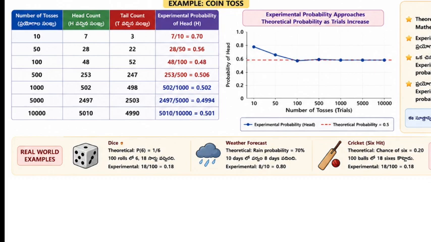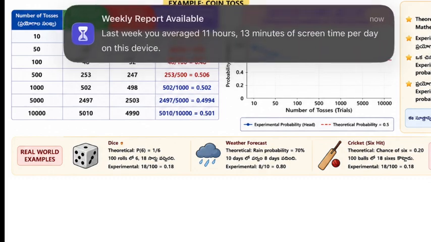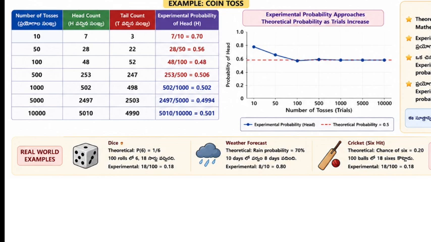Similarly, when the trials increase, see in the last row where we have 10,000 trials, after 10,000 trials, the experimental probability is almost 0.501. This is how we can see the law of large numbers.